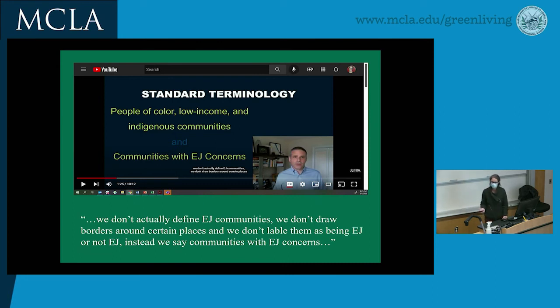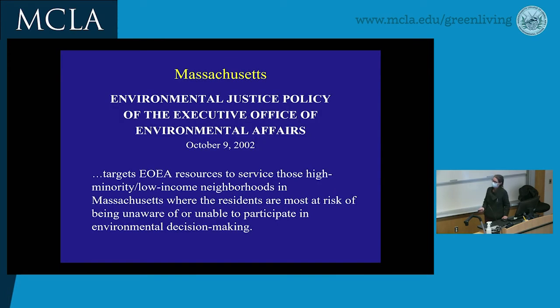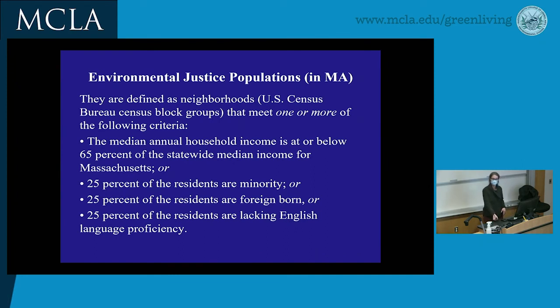We do exactly that. But it's a real challenge knowing what to do to best support communities with environmental justice concerns. Here in Massachusetts, we've identified environmental justice communities by the demographics of the people who live there: household income, minority, foreign-born, or lacking English language proficiency. Those would be the reasons that contribute to people's not knowing that there are major policy decisions being made that would affect them.